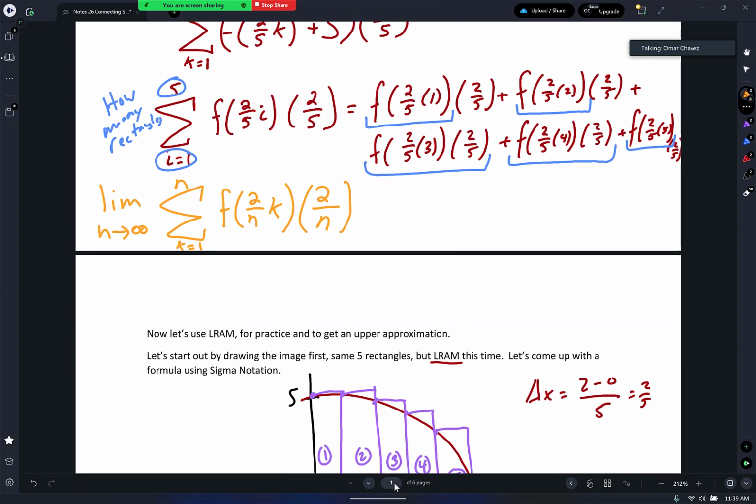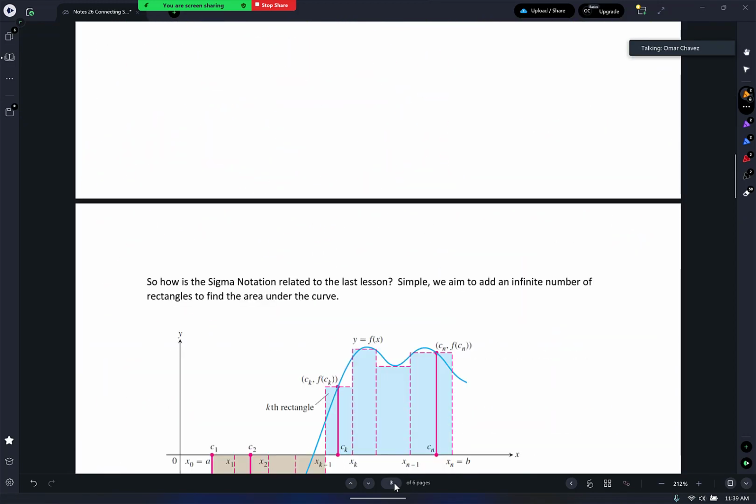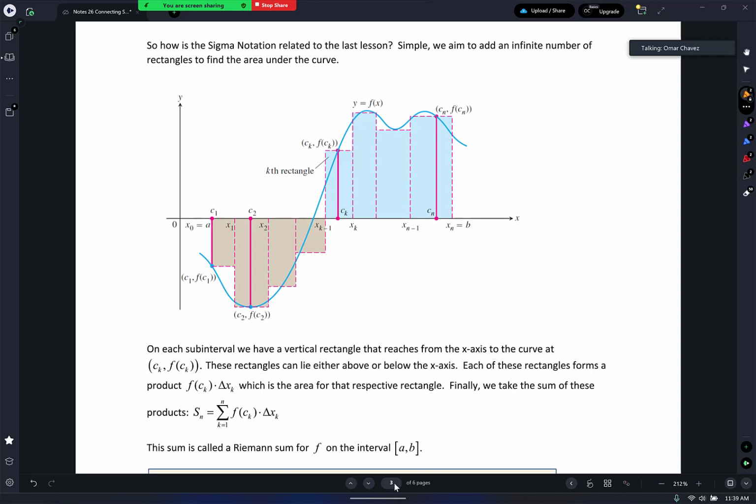So don't worry, we're going to get really good at doing this right now. If you go to this next page, let's read this together, guys. How is sigma notation related to the last lesson? Simple. We aim to add an infinite number of rectangles to find the area under the curve.